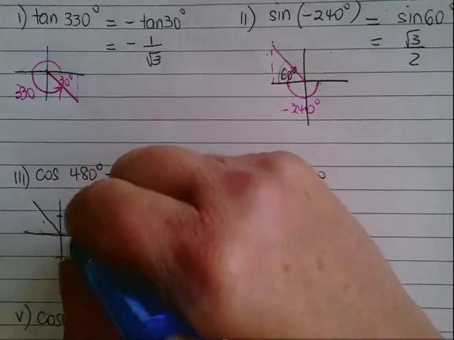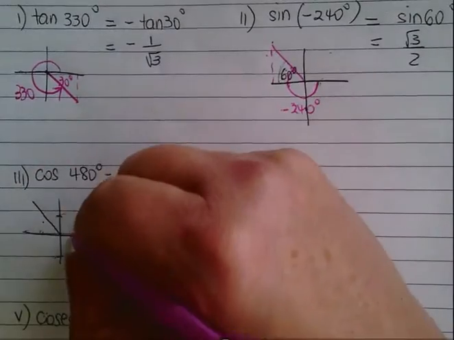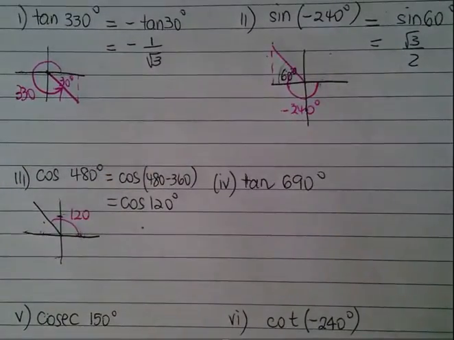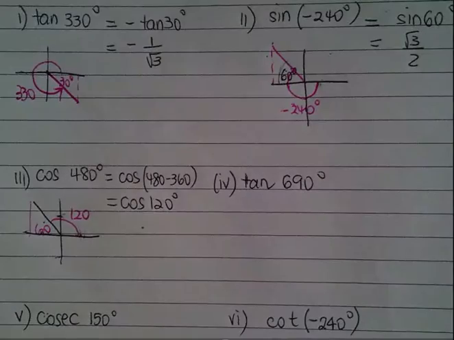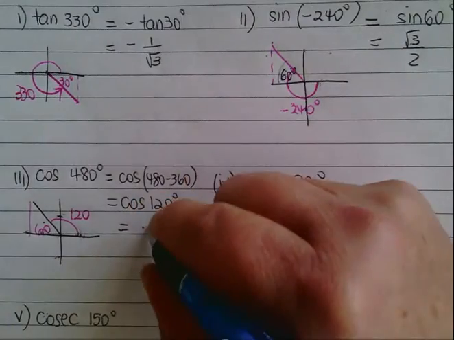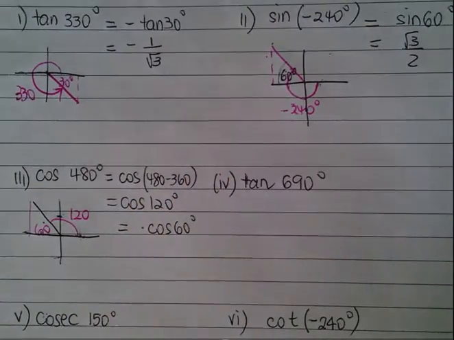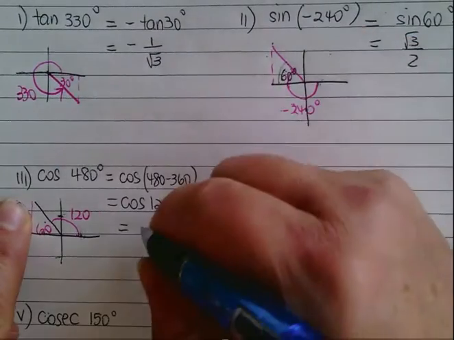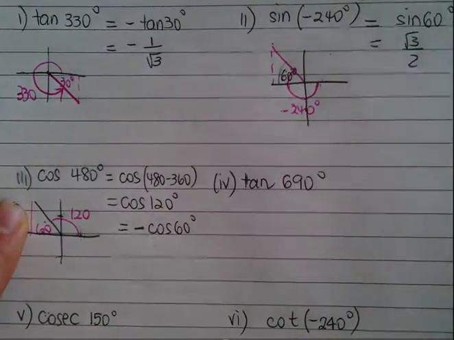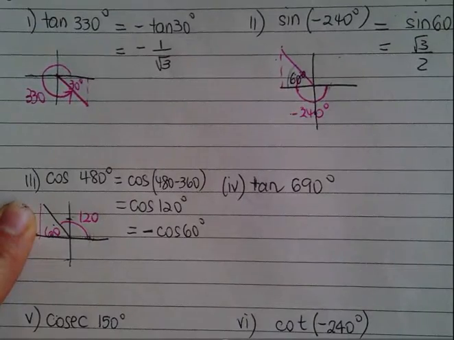So 120 is over here. There's 120. I'm not interested in the 120. What am I interested in? The 60. All right, which quadrant? So it's the same as cos 60, but is it positive or negative cos 60? What quadrant? All stations. It's negative. Cos is negative in quadrant 2.